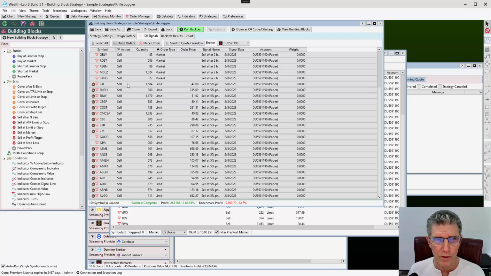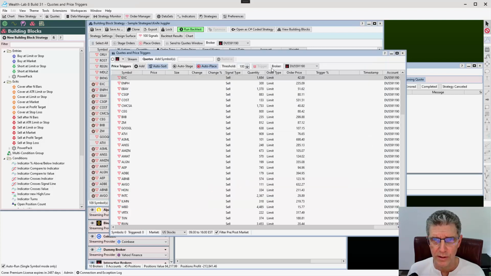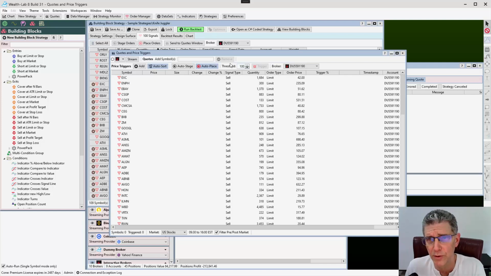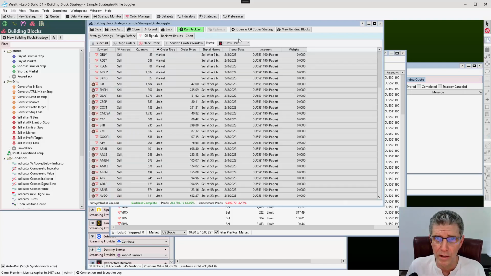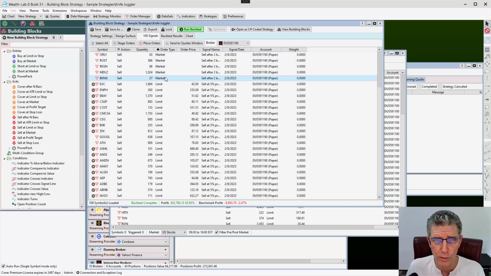Okay, and something about the quotes window, you'll notice that none of the market orders, I should just say, the market orders are filtered. The quote triggers don't have anything to do with market orders. So again, if you have market orders that you need to place, you need to place those right from the signals page here.